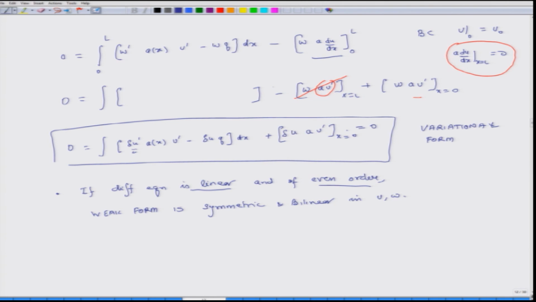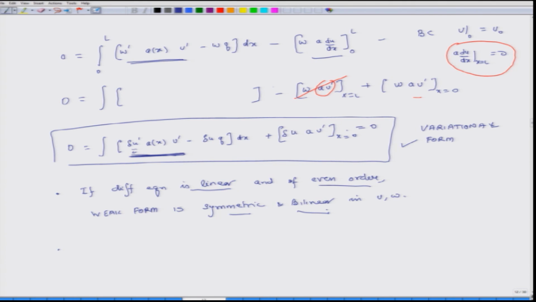And for such equations, when we construct a weak form, you see that you have this term W prime A(x) U prime. We had discussed this earlier, it is symmetric. If I replace W by U and U by W, I get the same thing, right. So, this weak form is symmetric and bilinear, okay.